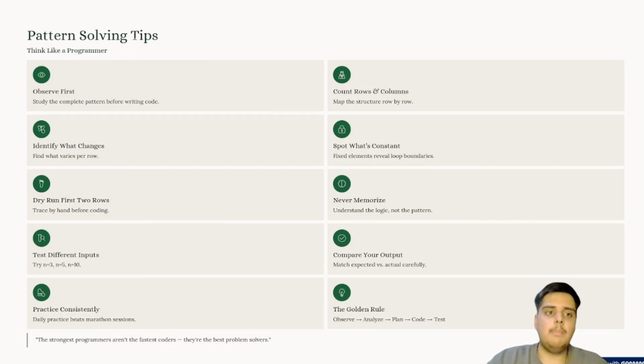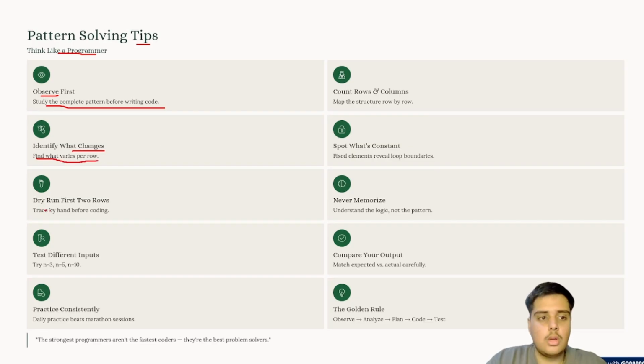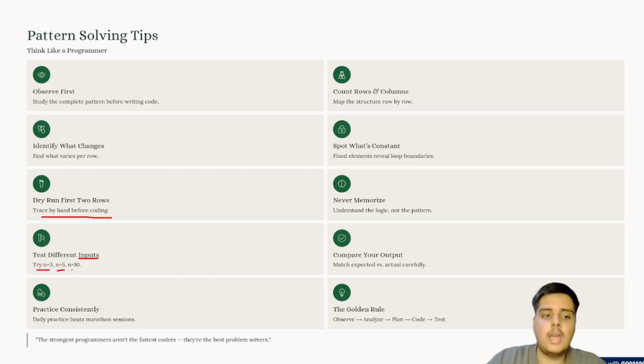So some pattern solving tips. Think like a programmer. Observe first, study the complete pattern before writing code. Identify what changes, find what varies per row. Dry run the first 2 rows. Trace by hand before coding. Test different inputs. Try n is equal to 5, n is equal to 10, the same way I explained to you.